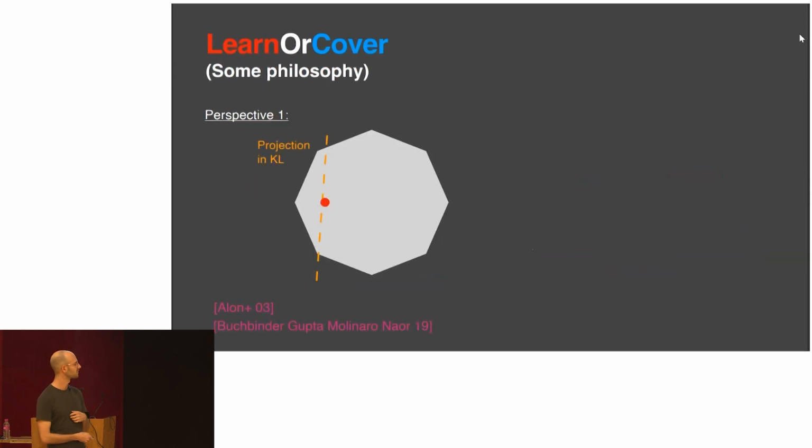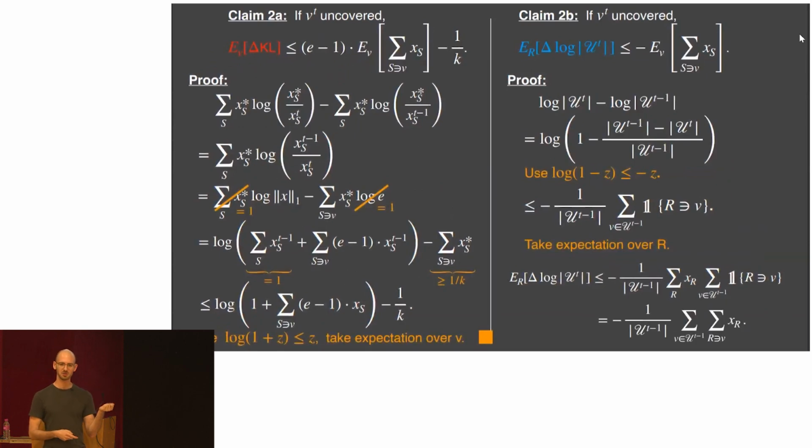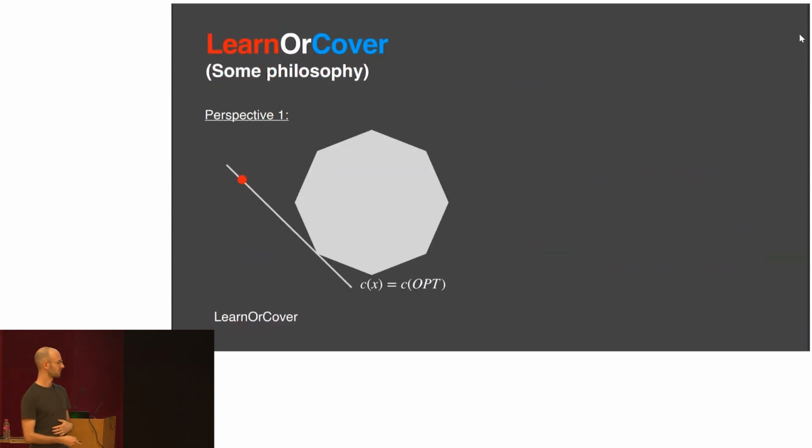Remember I said X star was, sorry, it's too much to step through. X star I said was the distribution over things in opt. So the L1 mass is 1. Okay.